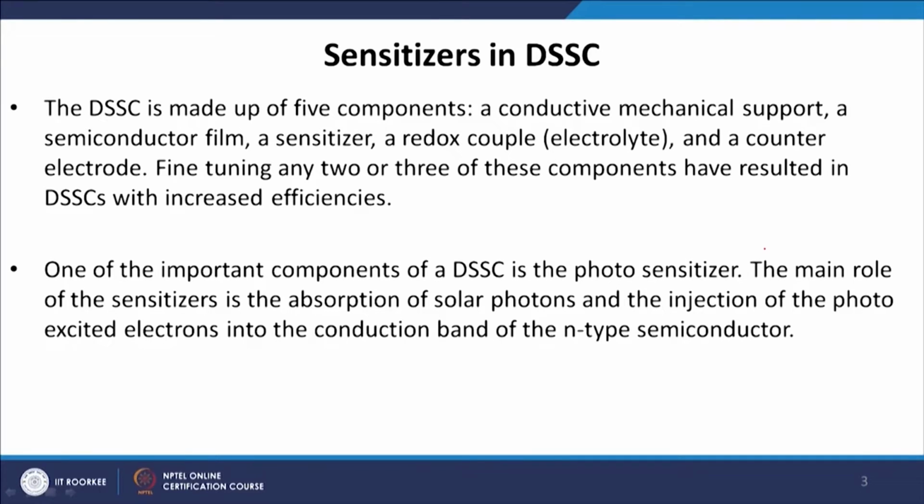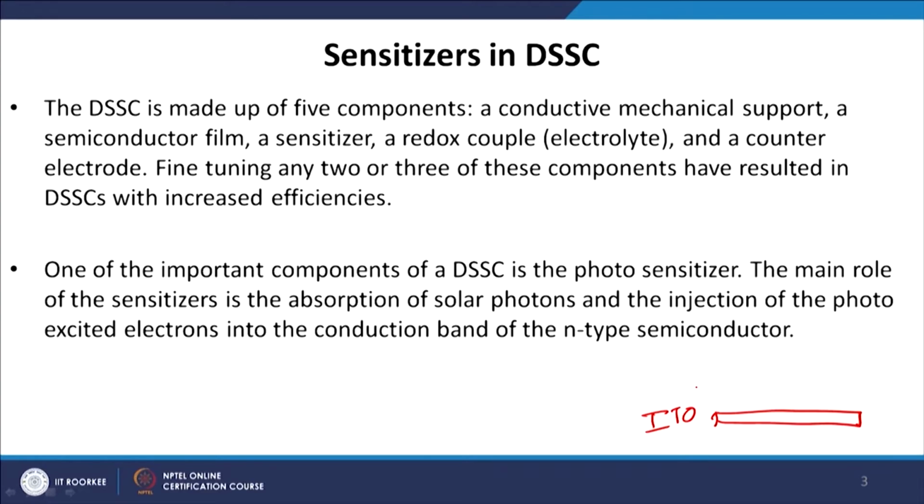Next, what are the components of these solar cells? We learned that there are 5 different components in a DSSC device: a conductive mechanical support, a semiconductor film, a sensitizer, a redox couple electrolyte and a counter electrode. So there are 5 different components in these devices. First was a conductive mechanical support. If you remember what we used in the last class, it was the indium tin oxide coated glass substrate, or ITO glass substrate. The second is the semiconductor film.